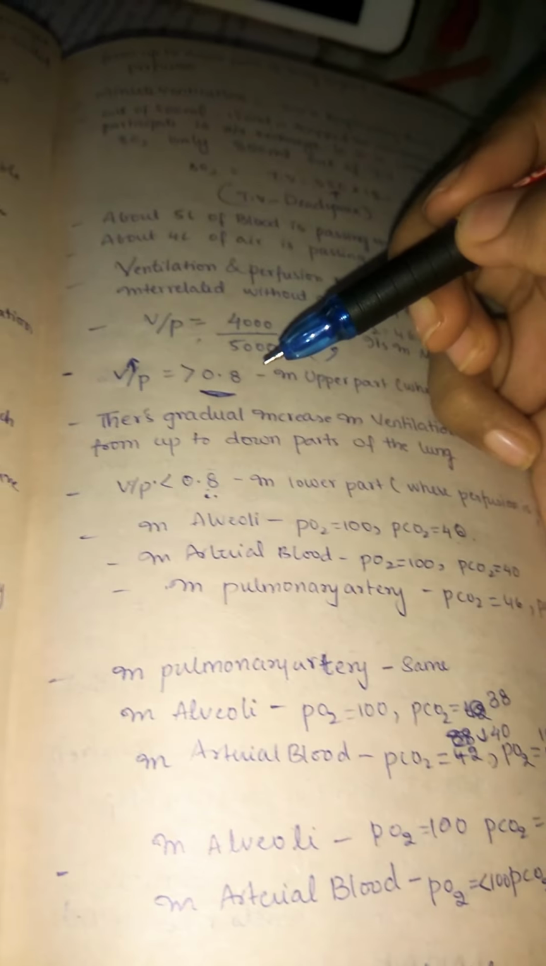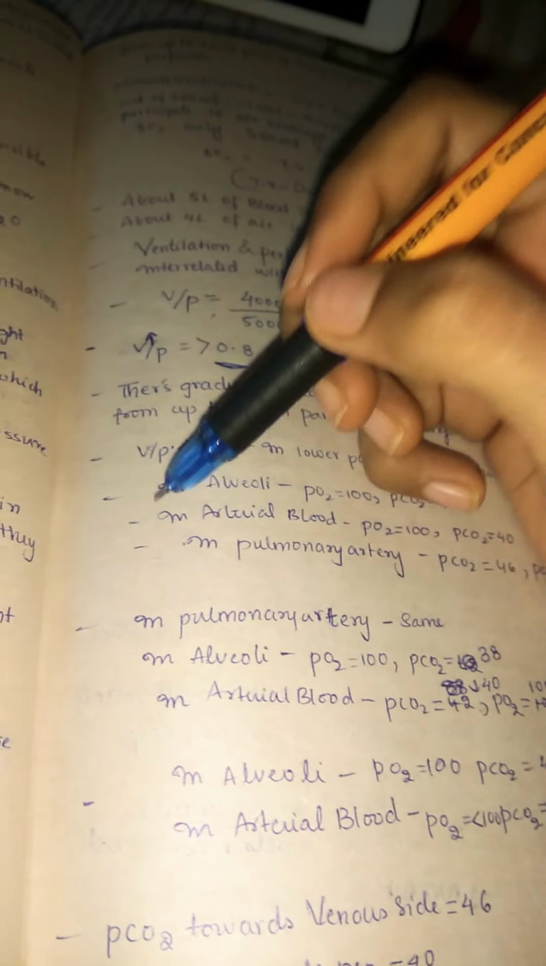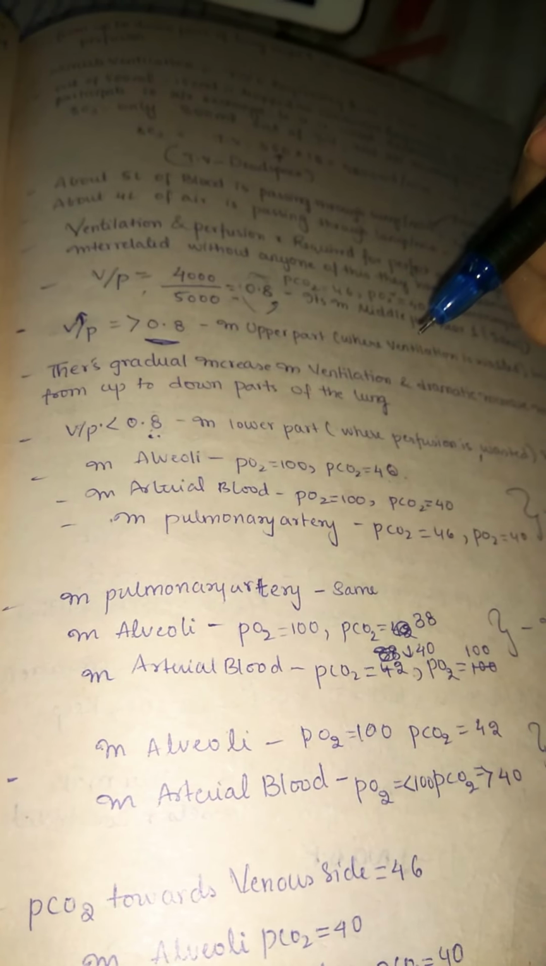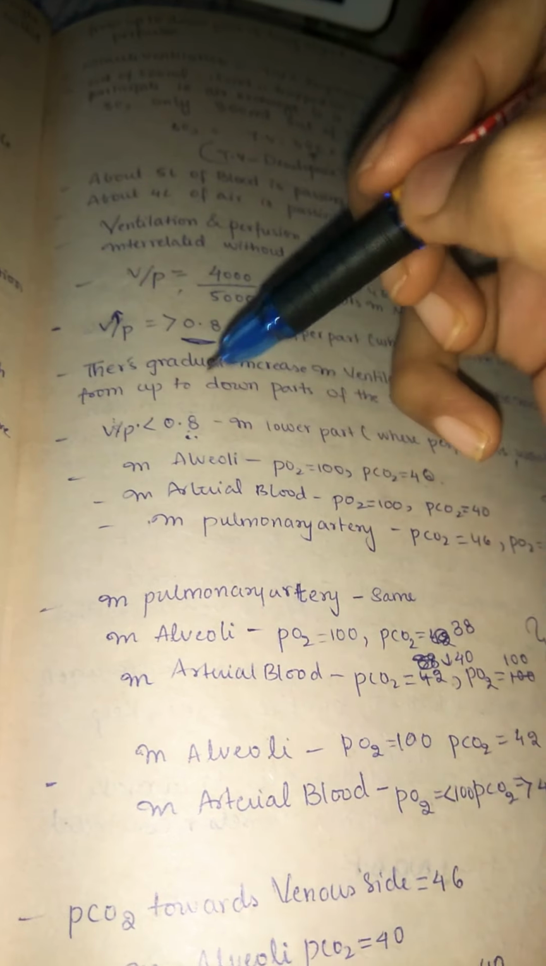The ventilation by perfusion ratio is greater than 0.8 in the upper part of the lung, whereas the ventilation by perfusion ratio is less than 0.8 in the lower part of the lung, because in the lower part of the lung there is higher blood flow. Higher blood flow means higher perfusion, which means the perfusion is wasted because the ventilation is low.